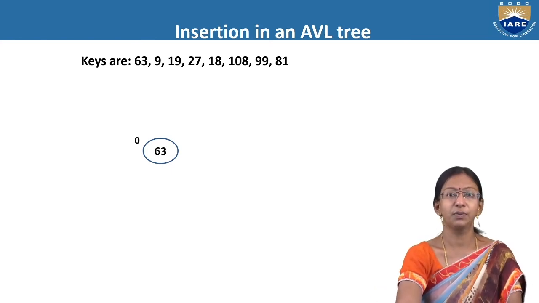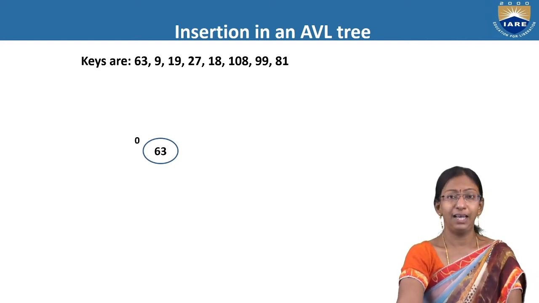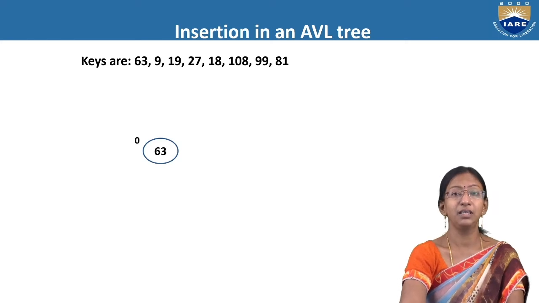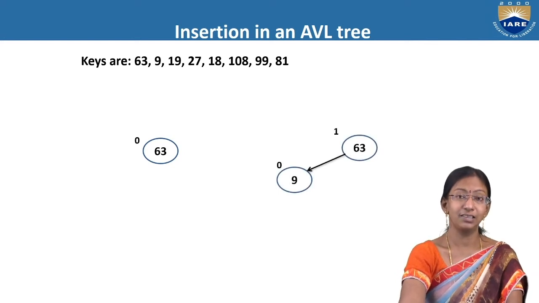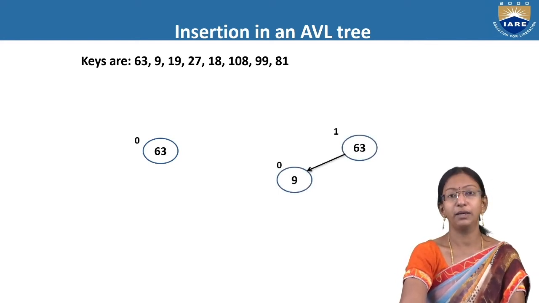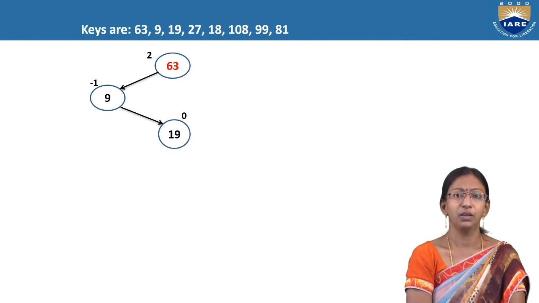Initially 63, the first value. As it is the only node, its balance factor is 0. Now 9, as I said, AVL is a BST first of all, so 9 will go and sit as the left child. As it is sitting as the left child, the balance factors of 9 and 63 are 0 and 1 respectively. No violation.